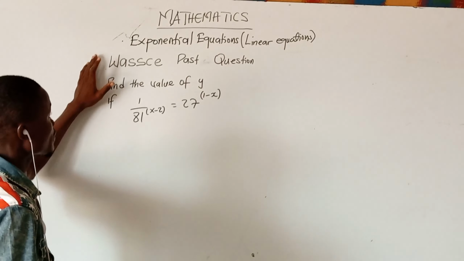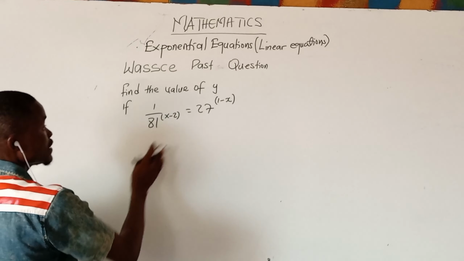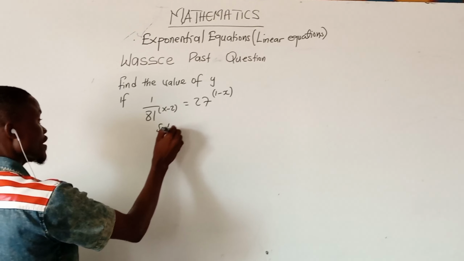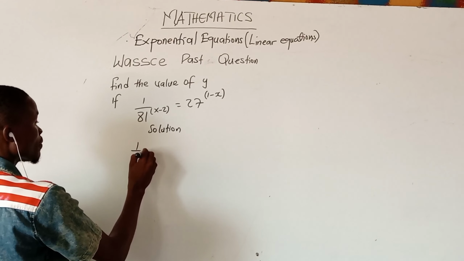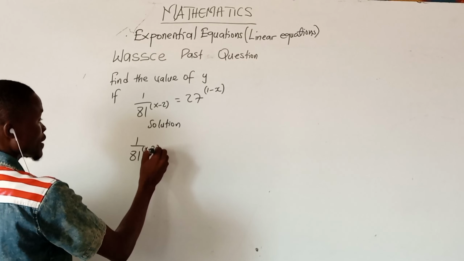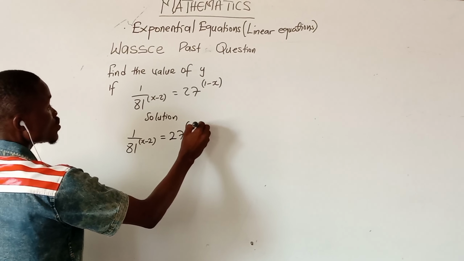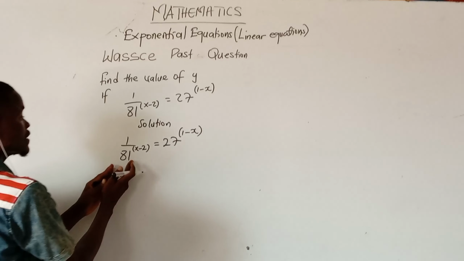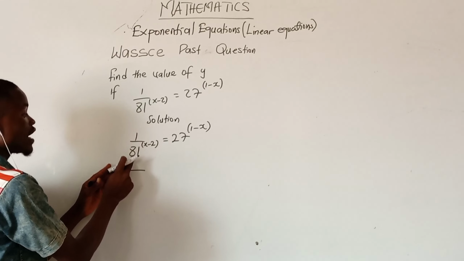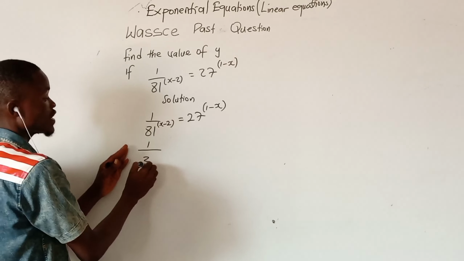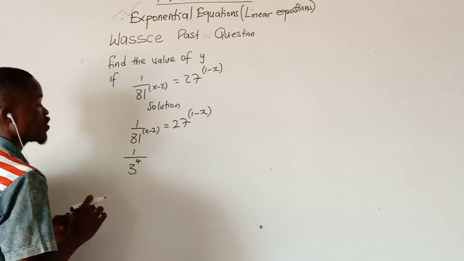This is another WASSCE past question. If you have a problem like this, it is very simple and straightforward. You just have to master your indices, principles, properties, as well as the exponential rules. So in this case, you need to change this 81 to index form. You say 3 raised to the power 4, because 3 times 3 times 3 times 3 gives us 81.